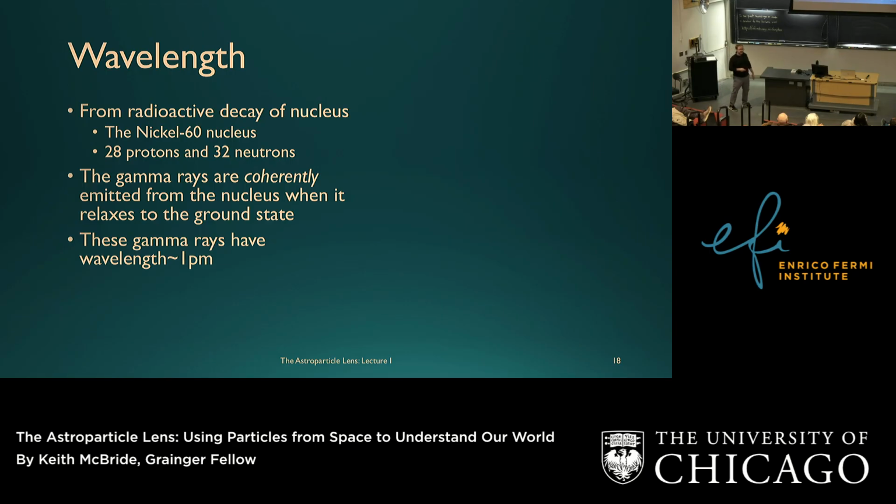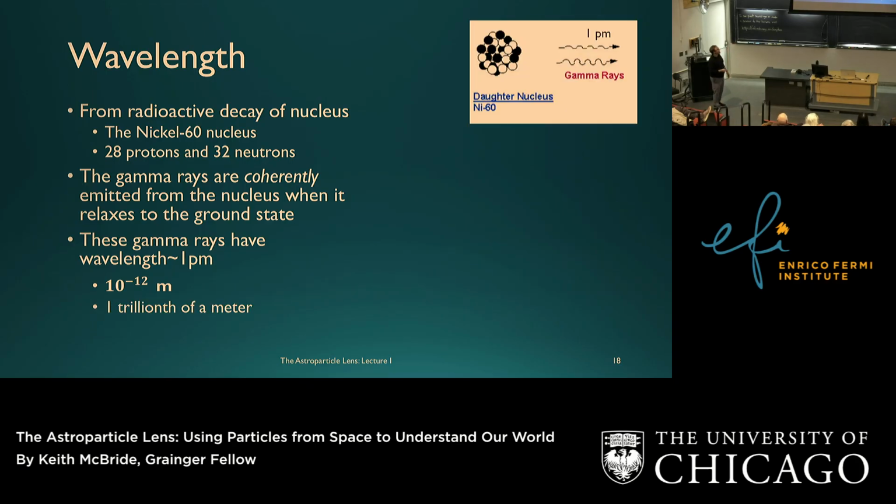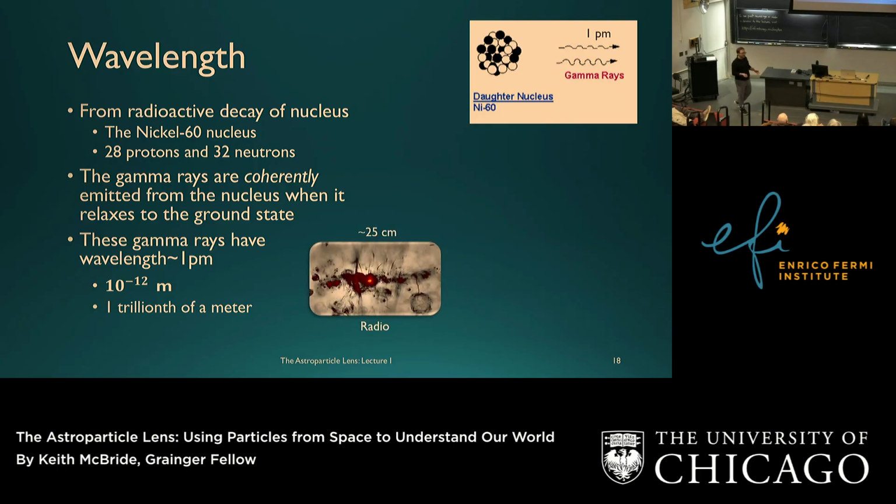You get gamma rays that have a wavelength of a picometer. Okay? That's 10 to the minus 12 meters. That's a trillionth of a meter, right? And that's a hard thing to understand. A trillionth of a meter is tiny.